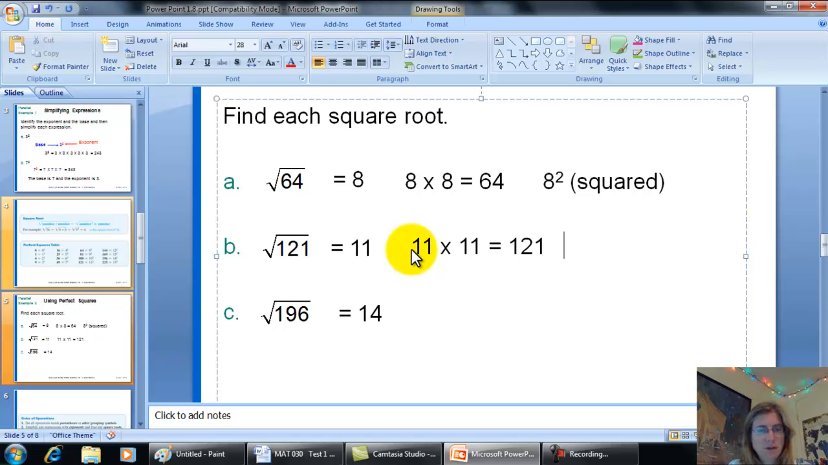Or 11 squared equals 121. So then, of course, for number 14, for this example of the square root of 196, it's telling you that since the answer is 14, that means 14 times 14 equals 196.